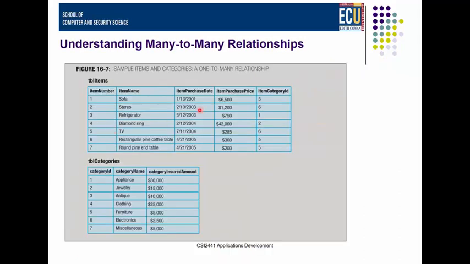Now let's look at many-to-many relationship. In this table we have categories, and you can see that we have 7 categories. Furniture and electronics are also 2 categories over here. Then we have items, and these items have been assigned to certain categories. For example, sofa is assigned to category 5, and category 5 is furniture, and stereo belongs to category 6, which is electronics. For the time being, the items you have look reasonable.